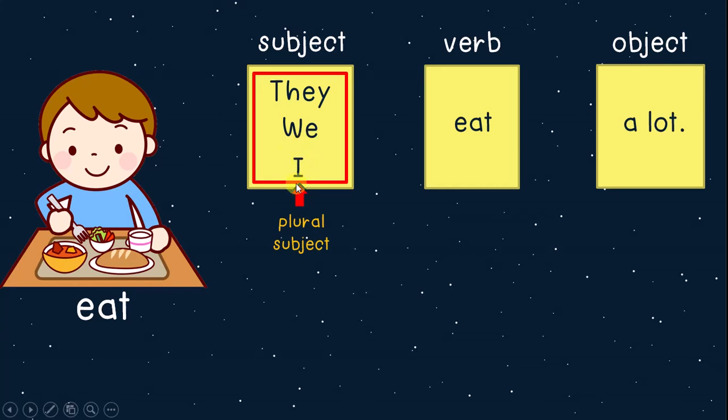And then I means saya. Okay, saya ni seorang. But then, in English rule, they consider I as plural subject. You just need to remember this. Okay, you just need to memorize, hafal sahaja.